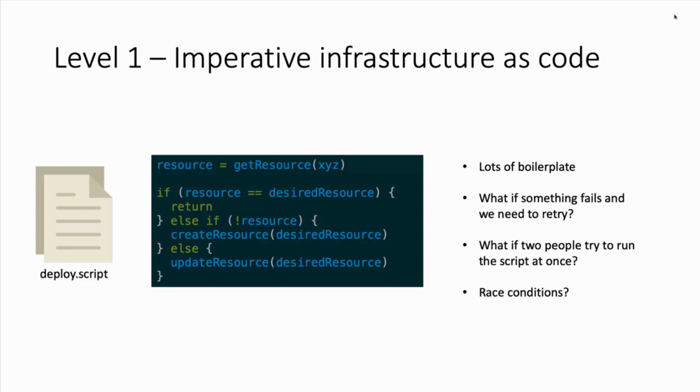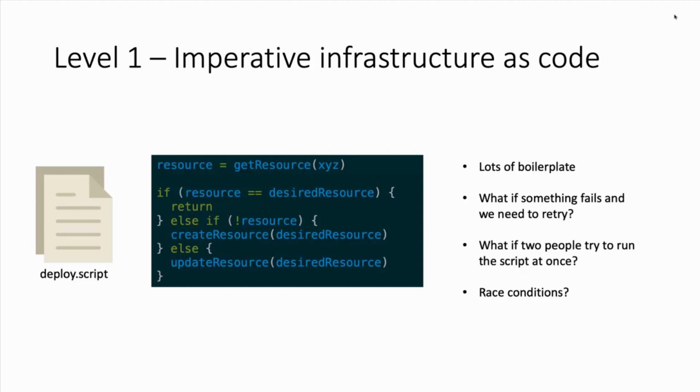So the problem here with this approach, I put some bullet points over there on the slide. You can see lots of boilerplate. I need to write this pattern over and over again. I have to handle all the edge cases. Like, for example, what happens if creating the resource or updating the resource fails? I need to retry it.